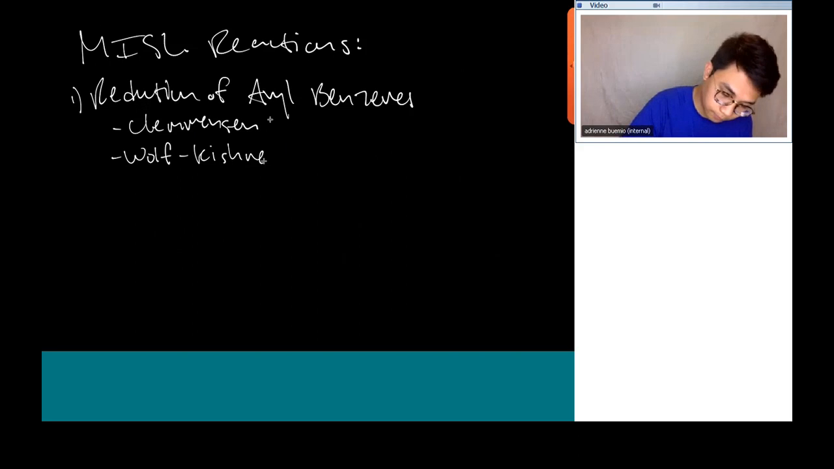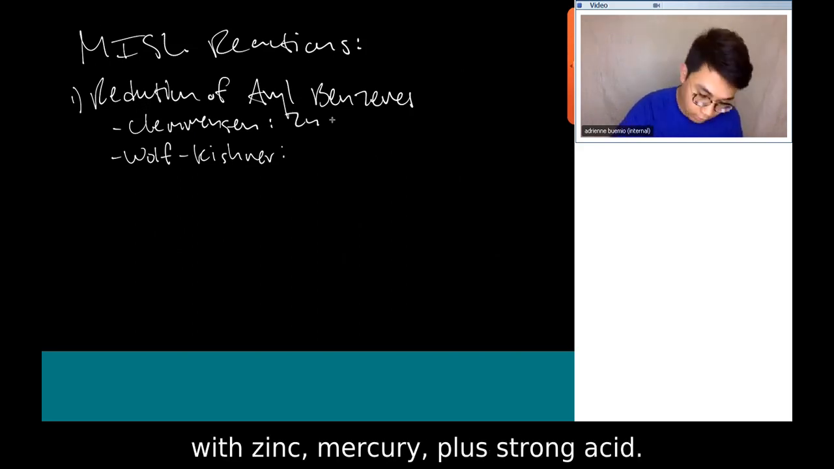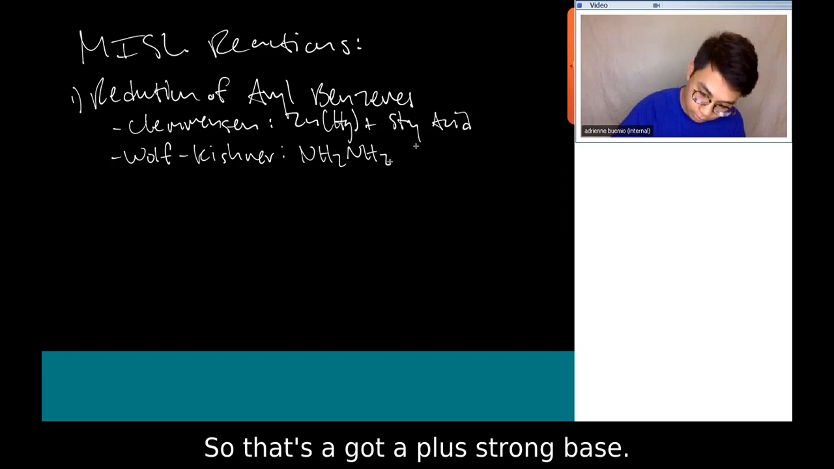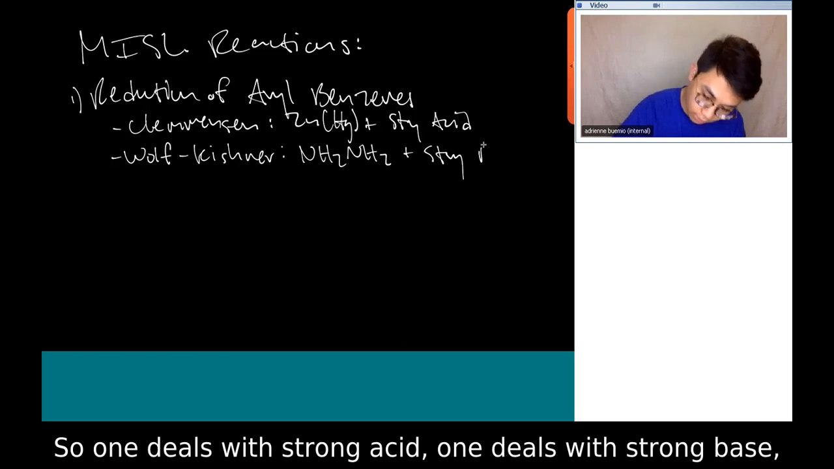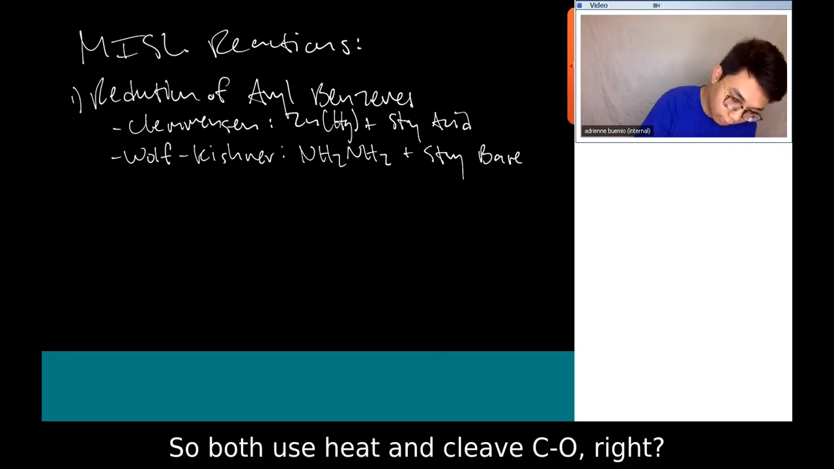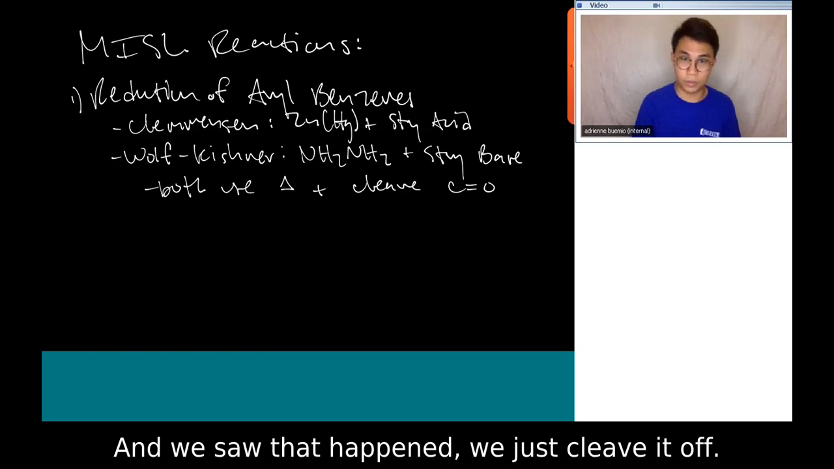Kishner. So Clemmensen, we saw that earlier. We deal with zinc, mercury, plus strong acids. With Wolff-Kishner, this is pretty memorable, NH2, NH2, plus strong base. So one deals with strong acids, one deals with strong base, right? Both use heat and cleave the C=O, and we saw that happen. We just cleave it off.